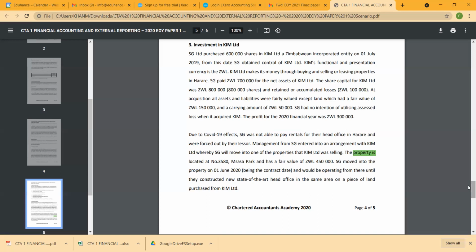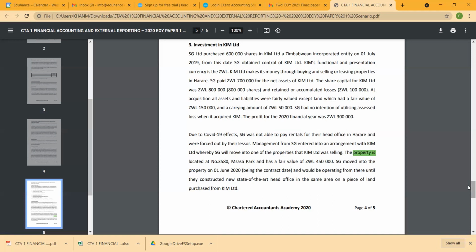However, from the group point of view, that property can't be investment property. The reason is that Kim is leasing it out to SG, and from a group perspective, Kim and SG are one. So from a group perspective, the property is not investment property. The property is owner-occupied, and hence it is PPE. Okay, so just be aware of that. The fact that from a group perspective the property is occupied by SG makes the property owner-occupied. All owner-occupied property is PPE. Okay, so let's just be aware of that, as that will cause a difference.